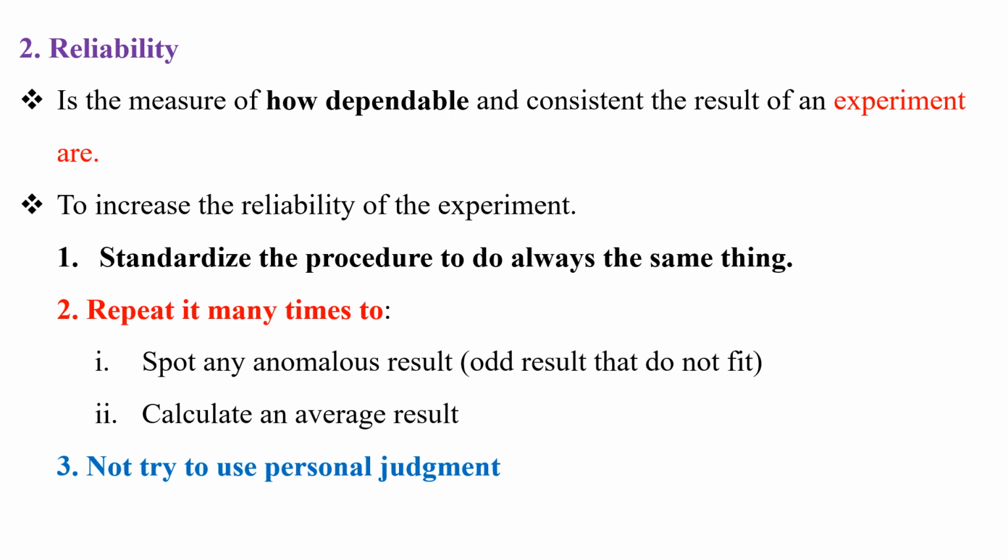our research or our studies must have these three things. The first one is standardize the procedure, to always do the same things. We must use standard procedures to make our experiment reliable. To say a research is reliable, yes, it is because I am using standard procedures to always do the same things.